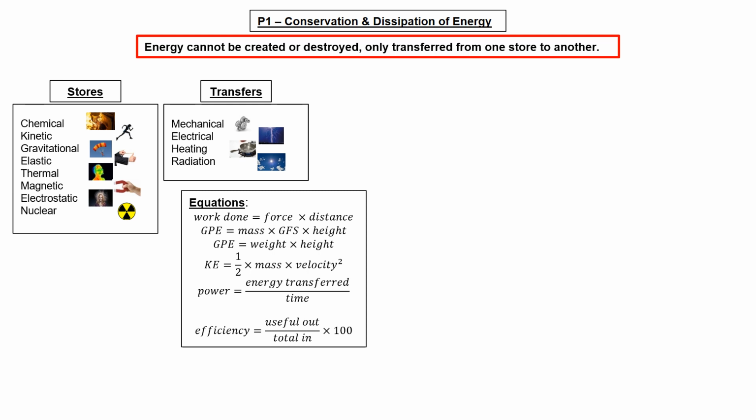We've got kinetic energy is equal to half multiplied by the mass of the object multiplied by its velocity squared. Notice it's the velocity squared, not the whole thing. That's a common mistake made by many students. We've also got power is equal to the energy transferred, also known as the work done, divided by the time. It's the amount of energy that goes from one place to another in a set period of time.